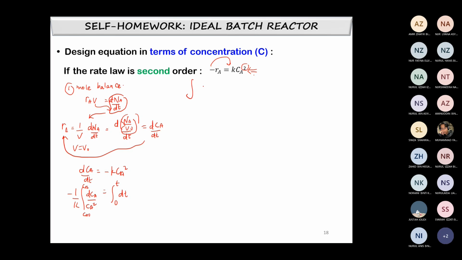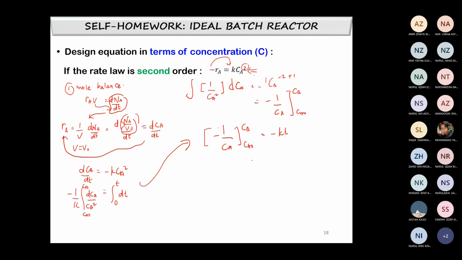You have to know how to integrate 1 over CA squared, dCA. Look back: CA to the negative 2, plus 1, so it will raise to negative 1 here, which is why it becomes negative 1 over CA, for CA from CA naught. After integrating, you will get negative 1 over CA, for CA and CA naught, equals negative kt. From here, 1 over CA naught, remember, because I don't want it to be negative, I put CA naught first: minus 1 over CA is equal to negative kt. Because we want t only, rearrange it: t is equal to (1 over CA minus 1 over CA naught) over k. So this will be the answer.